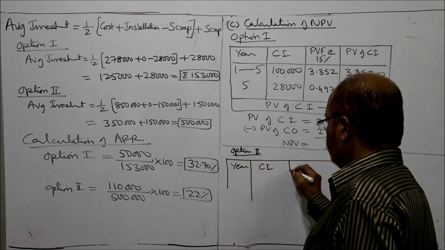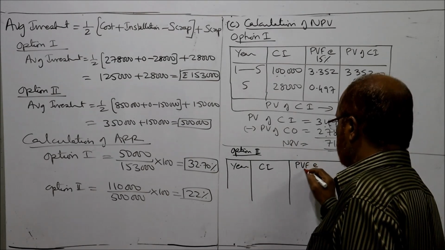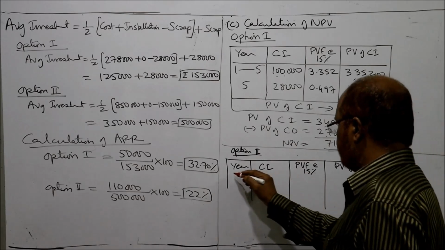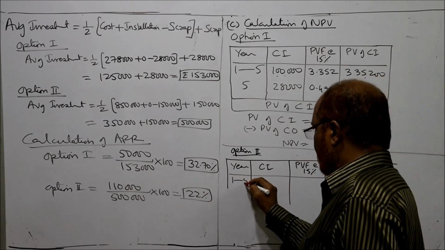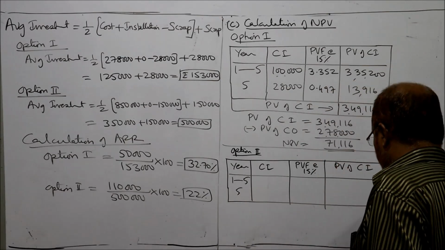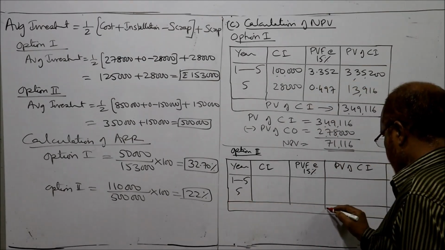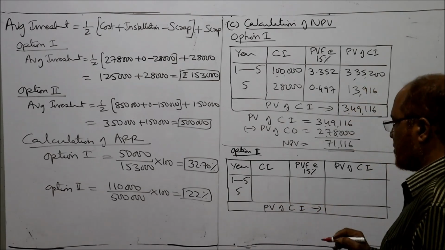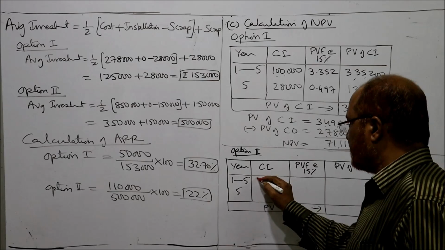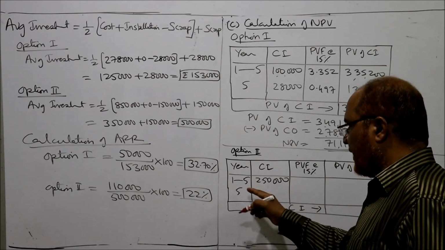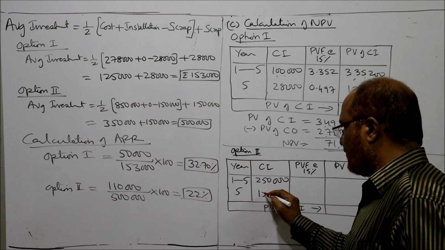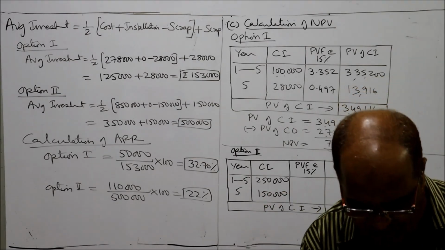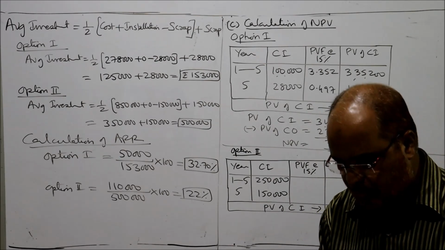Year, cash inflow, PV factors at the rate of 15%, PV of cash inflow. For years 1 to 5 and the 5th year, PV of cash inflow. Annually we are getting 2,50,000, and at the end of the 5th year we are getting a scrap value of 1,50,000.